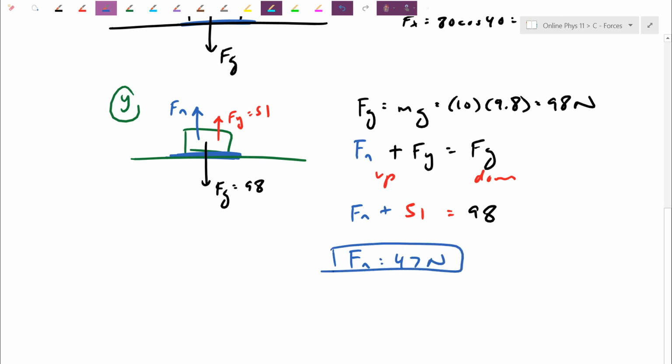Again, we can backtrack there. We can say, okay, if the Fn itself is 47, along with the Fy, it's going to amount to 98. Because it's 98 against 98, this object will neither fly off the ground. I'm not pulling hard enough to lift it off the ground. Maybe I'll make a note of that there.